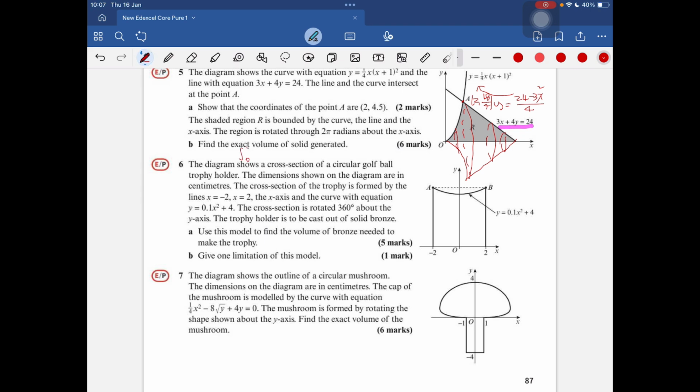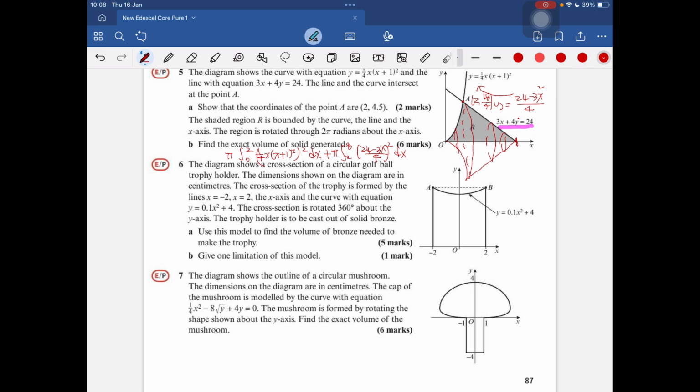Integral 0 to 2, pi y squared dx, plus pi integral from 2 to 8, where 8 is the x-intercept when y equals 0, of (24 minus 3x) over 4, squared, dx. You can do the integration easily.